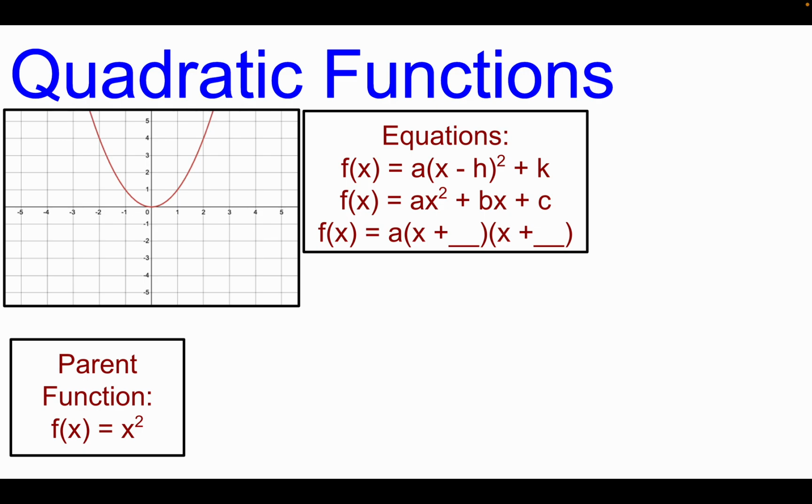The equations for quadratic functions show up three different ways. So the first way is the vertex form, f of x equals a times x minus h squared plus k. The second is standard form, f of x equals ax squared plus bx plus c. And then the third is factored form. So f of x equals a times your first factor times your second factor.